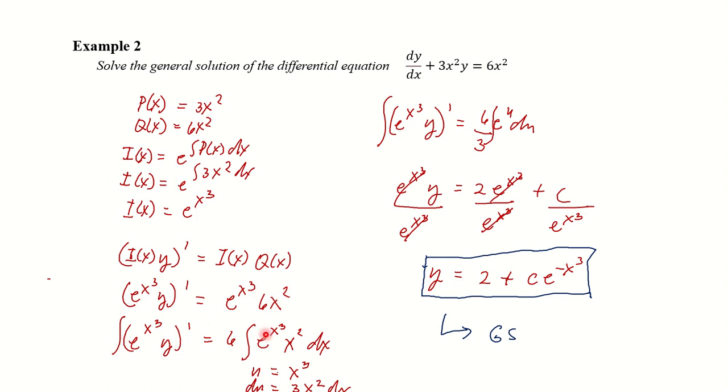Then we take the integral of both sides. So the integral of the quantity e raised to x cubed y prime is equal to 6, the constant being factored out, times the integral of the remaining expression, which is e raised to x cubed x squared dx. Again, you cannot immediately get the integral of this expression without using substitution. So we identify first your u.